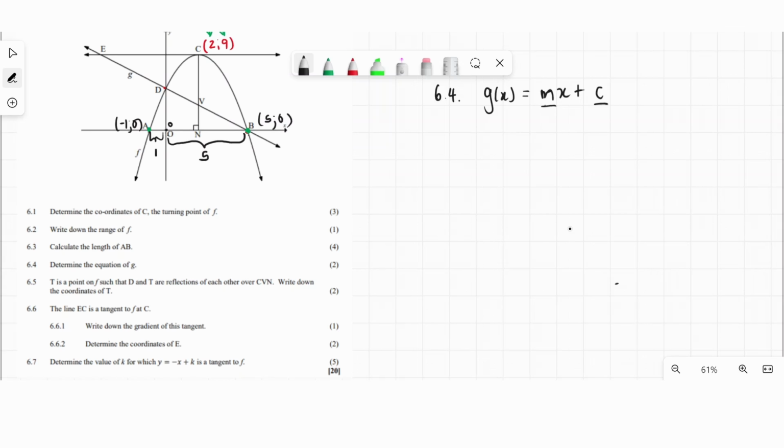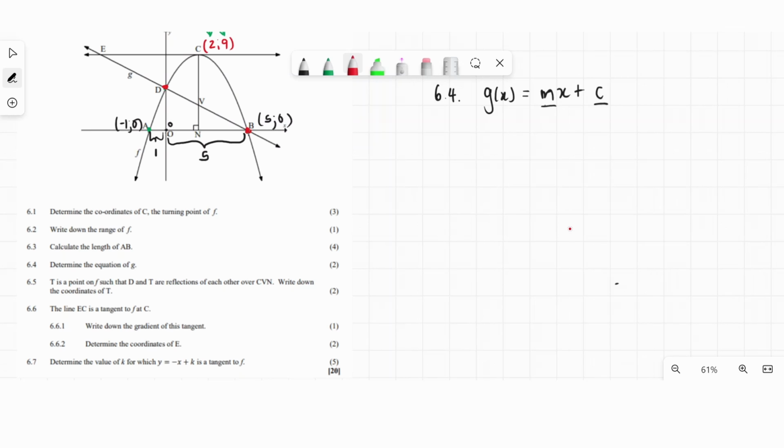We see the fact that the function f(x) and g(x) intersect at D. Let me do it in another color, which is red. It intersects at D and also intersects at B, right? And to find the gradient, we need 2 sets of coordinates. So we already have one set of coordinates, which is B. So we need to find another set of coordinates, which is D.